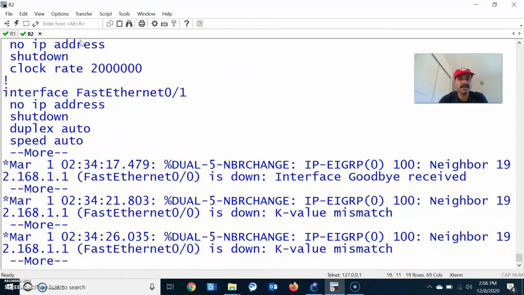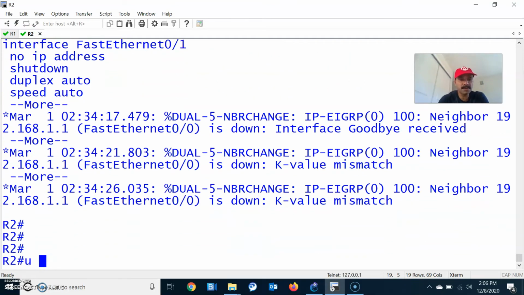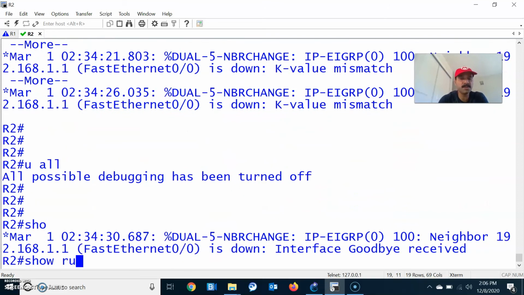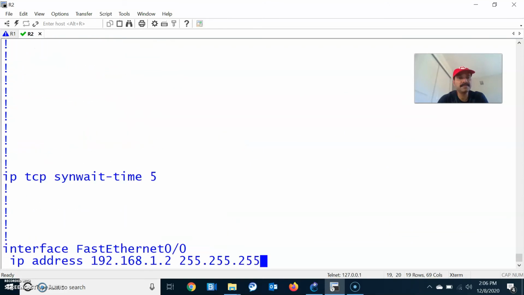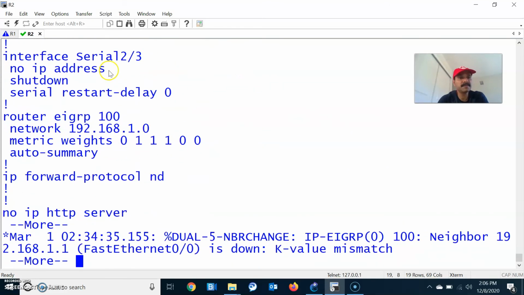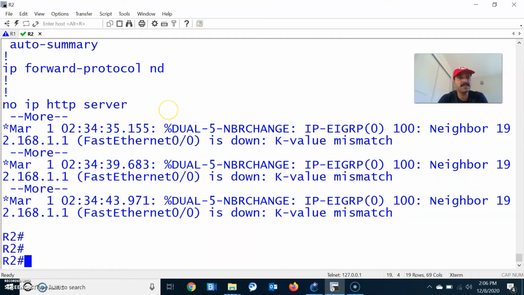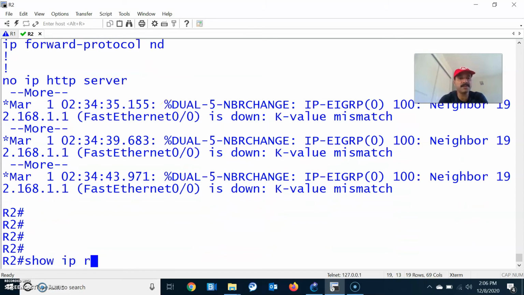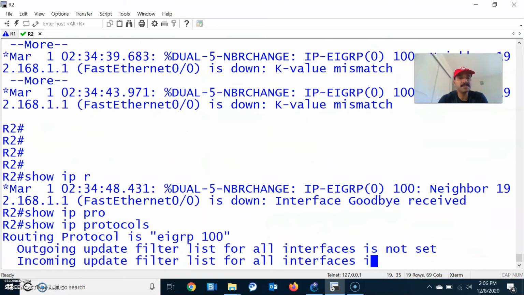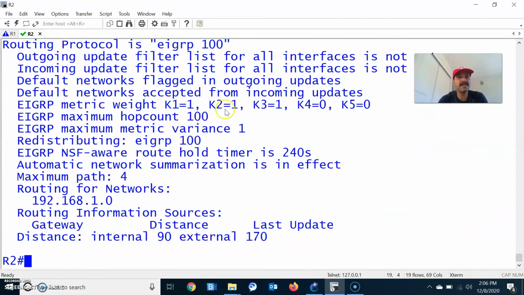So let us check for R2. Go to R2 and do a show run. So here you have set it. Metric weights 0, 0 is for type of service, followed by bandwidth, load and delay being on. So that is the reason we are seeing the mismatch. The command to check this value is show IP protocols. It is showing bandwidth, load and delay.